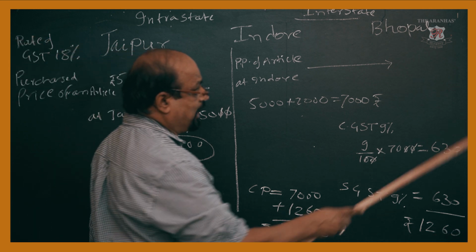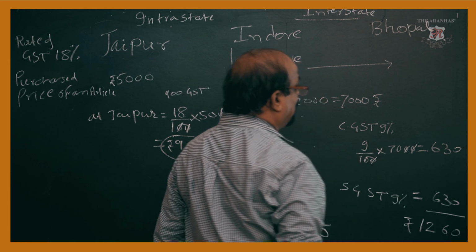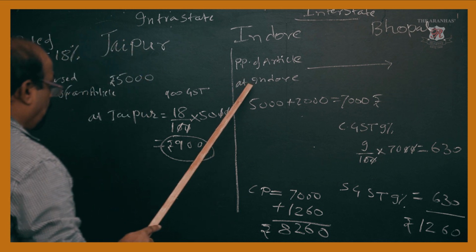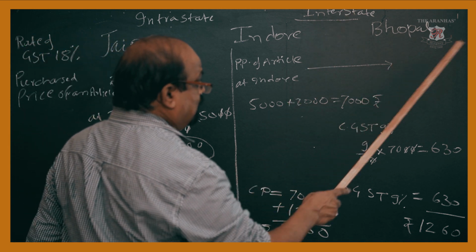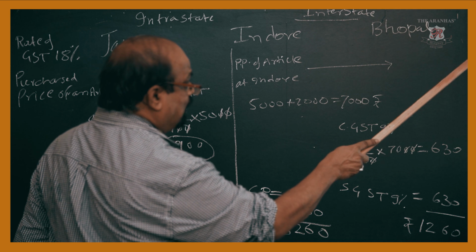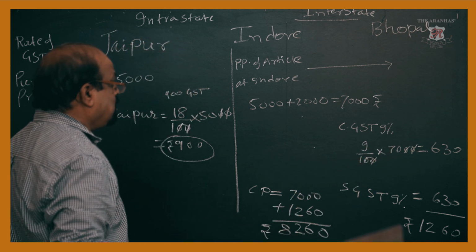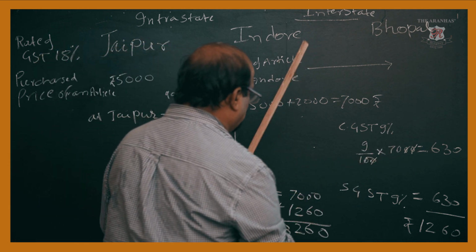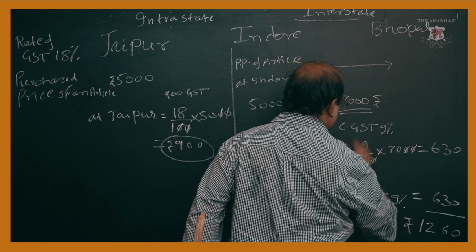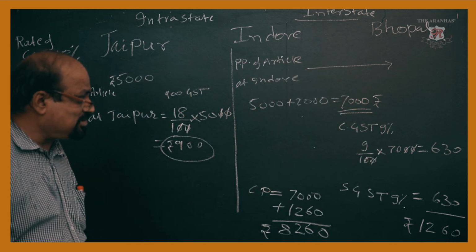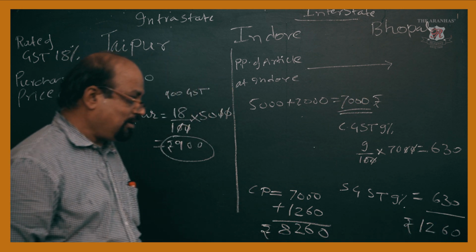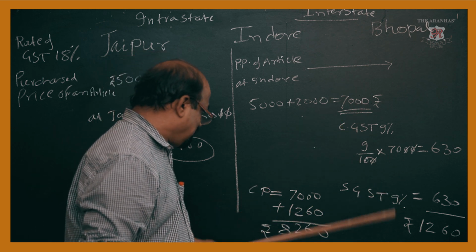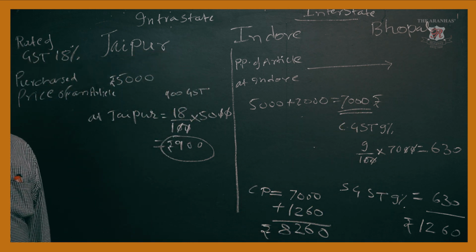If you read the question carefully, net GST payable by the dealer in Indore, the person at Indore had paid rupees 900 to Jaipur. And the second question is the CP of the dealer in Bhopal. The actual purchase price at Bhopal is rupees 7,000, that is excluding GST. So we have to add this 7,000 to the total GST tax. That will be, the answer will become 8,260 rupees.